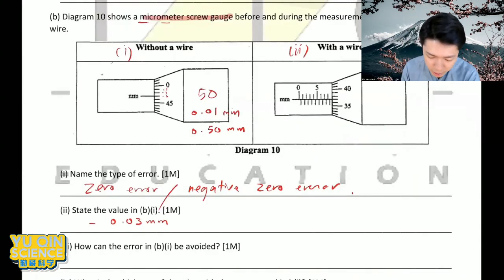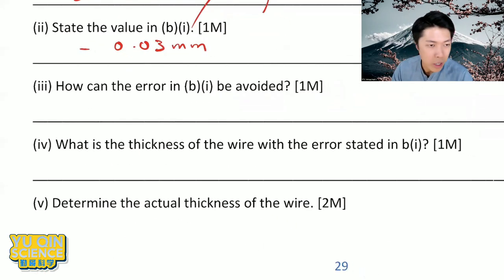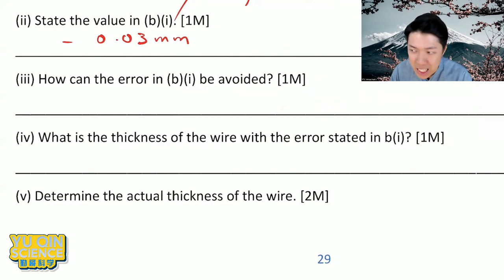Okay, so like next one. How can the error be avoided? Well, for zero error, you have to minus the zero error.